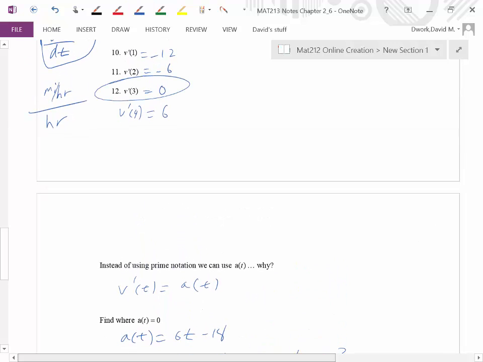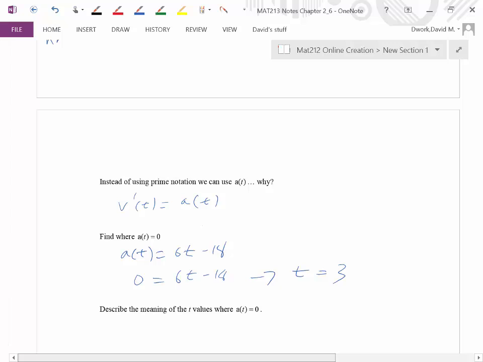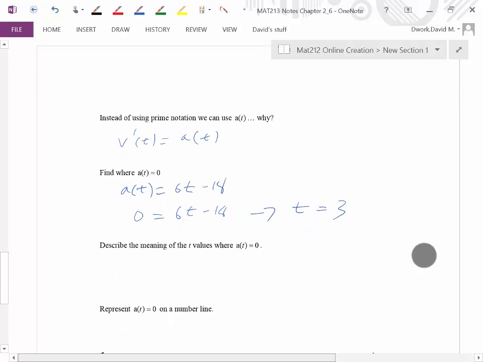That's sitting right here. Oh, there's our 0. But we've now convinced ourselves there's only 1, because it's linear, there's only 1 of them. So describe what this means. If our acceleration is 0, what does that mean? Our velocity is not increasing, nor is it decreasing. It's not changing. Our velocity is constant.